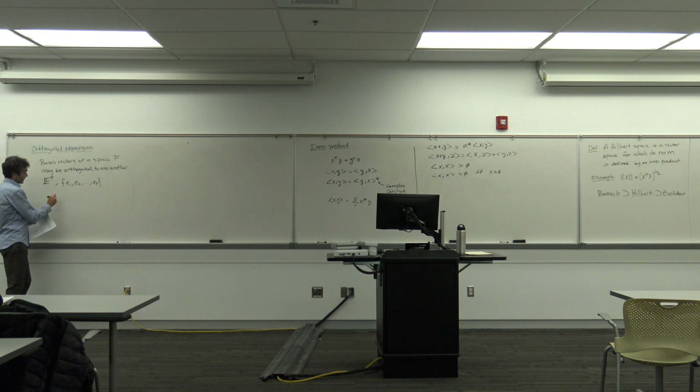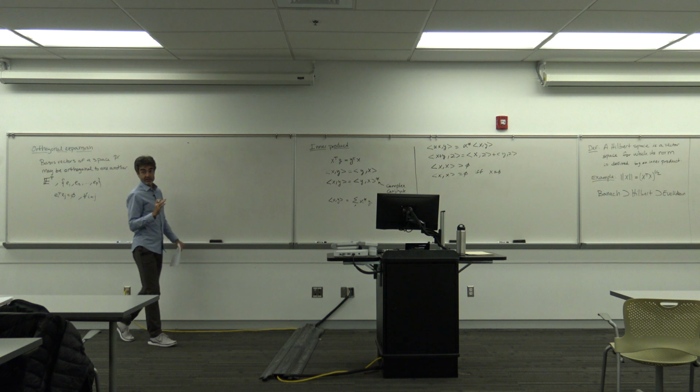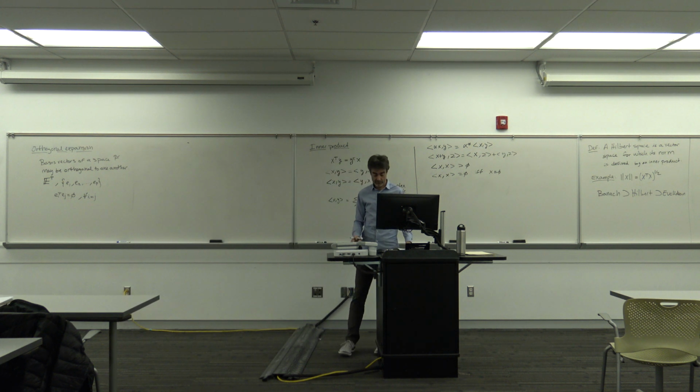And orthogonal means that Ei transpose Ej, meaning the inner product of two basis vectors, right, Ei and Ej, is going to be equal to 0. And that's because they are at 90 degrees. And that means that for every i different than j, because if i and j are the same, then they are non-zero. Okay?